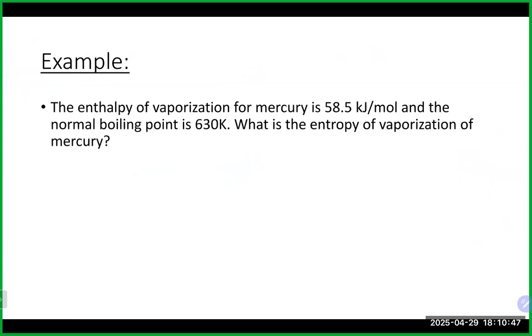So why don't you try one here? The enthalpy of vaporization for mercury is 58.5 kilojoules per mole. The normal boiling point is 630. What is the entropy of vaporization of mercury? That should imply going from liquid to gas, right? That's evaporation or vaporization that's happening.